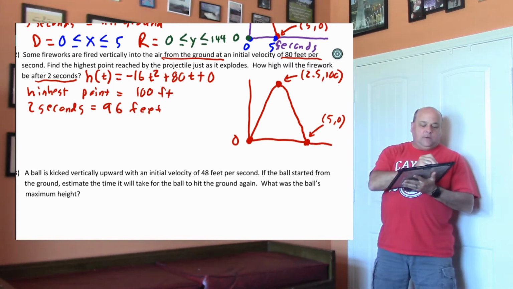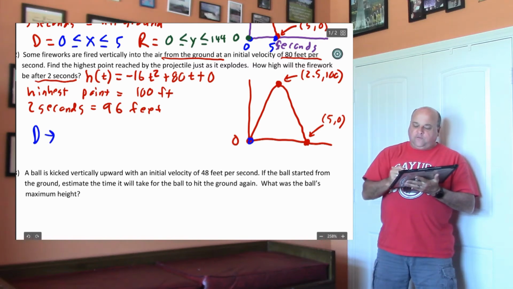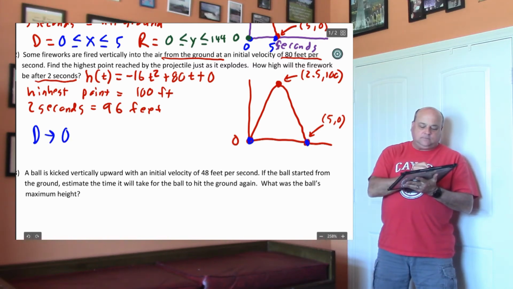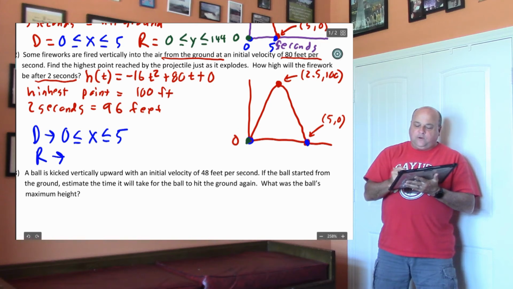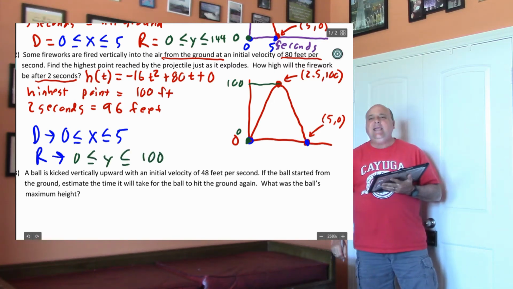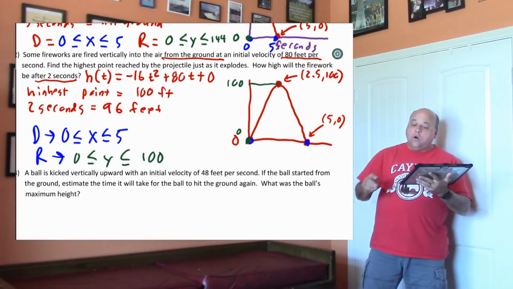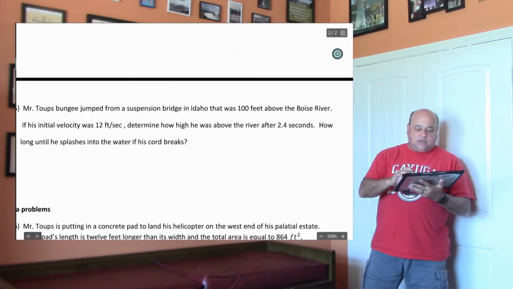Now I'm going to get my domain and range. So the domain is going to go from 0 to 5, right? The range is going to be my y's. Let's do this in green. It's going to go from 0 all the way up to 100. So the range goes from 0 to 100, okay? Piece of cake. Let me read through these to make sure none of this is going to change.